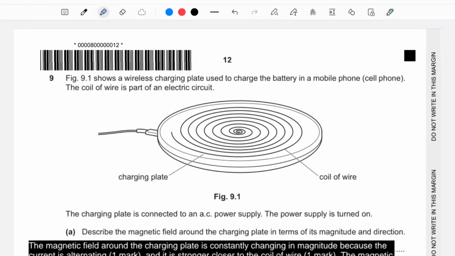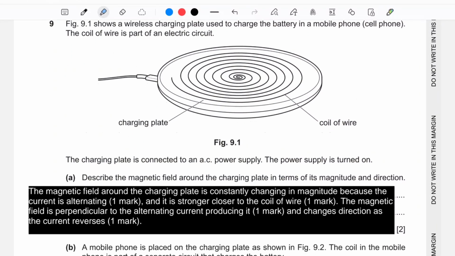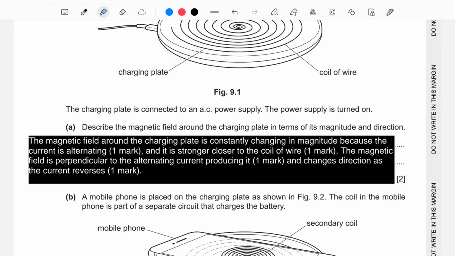Question 9. Figure 9.1 shows a wireless charging plate used to charge a battery in a mobile phone. The coil of a wire is a part of an electric circuit. The charging plate is connected to an AC power supply. The power supply is turned on. Describe the magnetic field around the charging plate in terms of magnitude and direction.